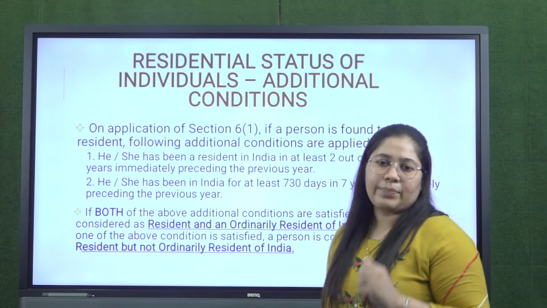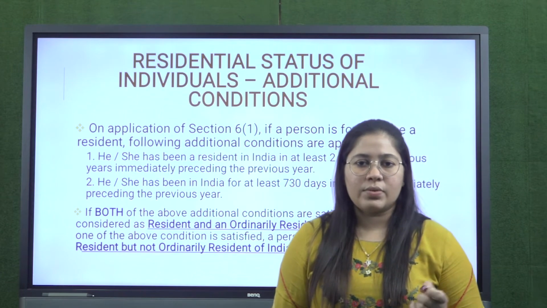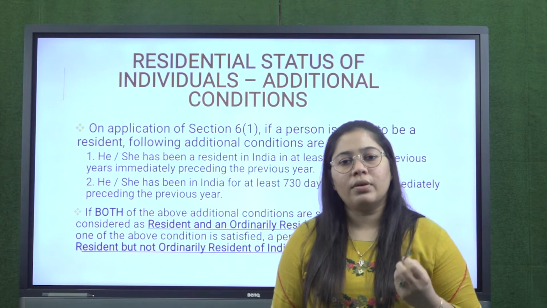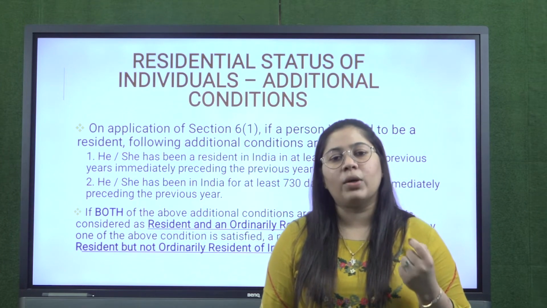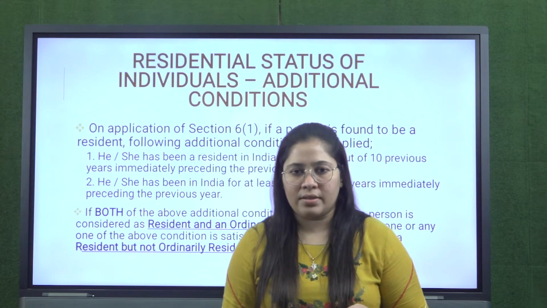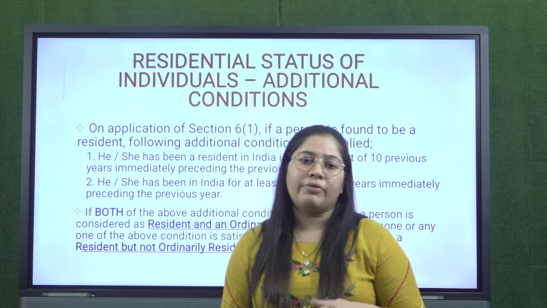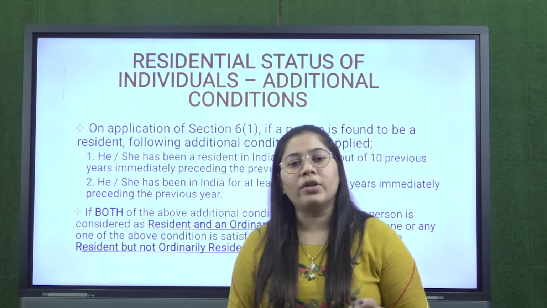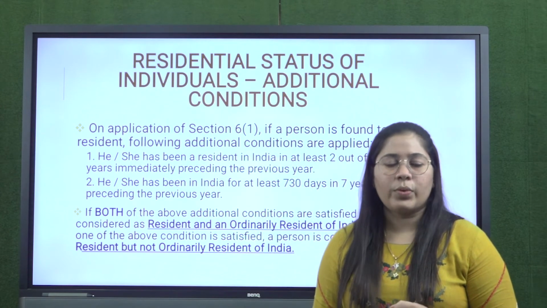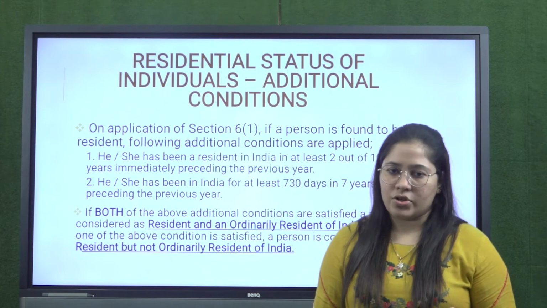Apart from these exceptions, all the other individuals will be determined on the basis of the two basic conditions. And if any one of the basic conditions is satisfied, a person will be classified as a resident. A resident individual can further be divided into an ordinarily resident as well as not ordinarily resident. For that, we will have to apply additional conditions.